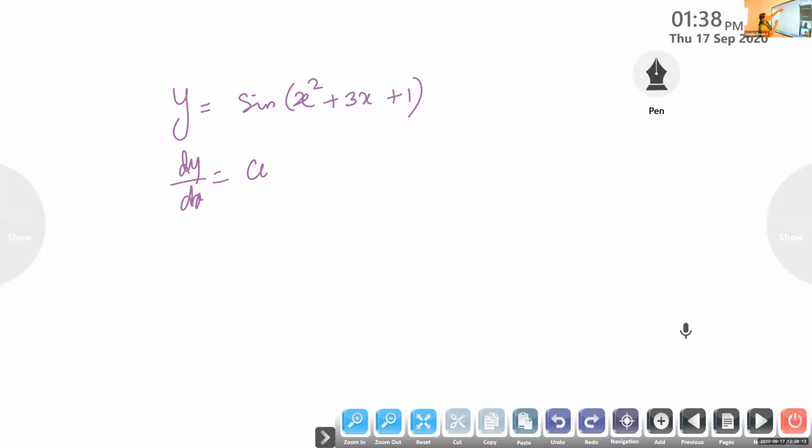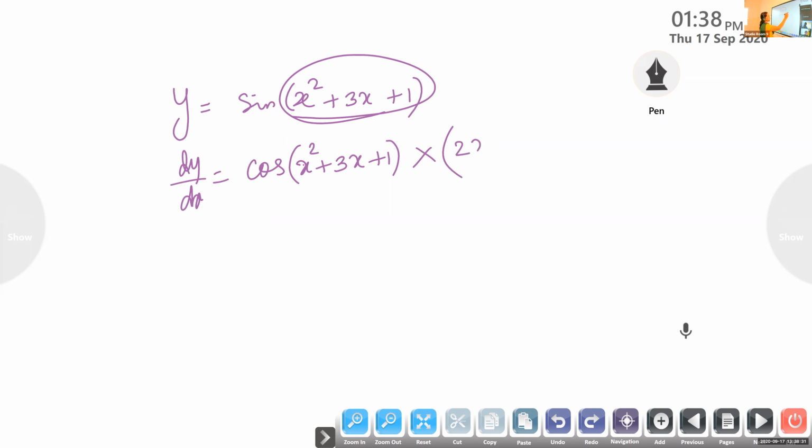What is the derivative of sine x? It is cos x. Then x square plus 3x plus 1, within this x what we have, that function we should differentiate. So in the place of x we have x square plus 3x plus 1, so its derivative is 2x plus 3. So the answer is 2x plus 3 into cos of x square plus 3x plus 1.